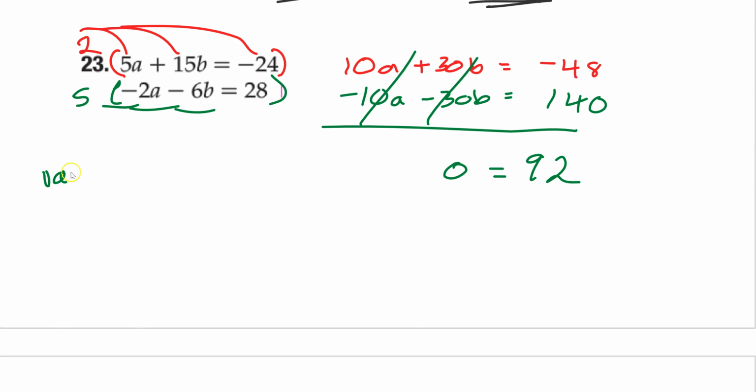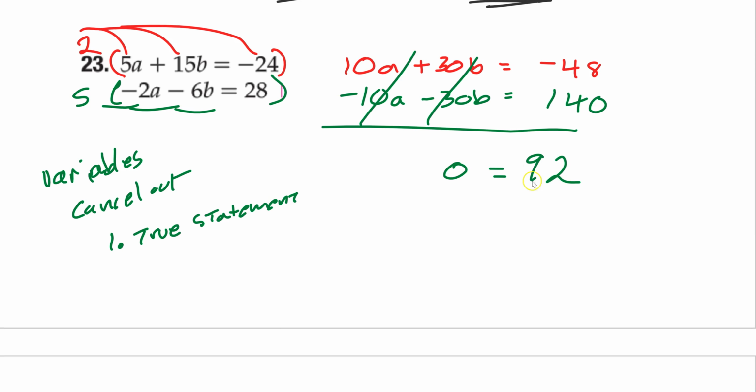When the variables cancel out, you have two options. Option 1, you have a true statement. Which we do not have here. That's false. 0 does not equal 92. But if you have a true statement, then your solution is all real numbers.